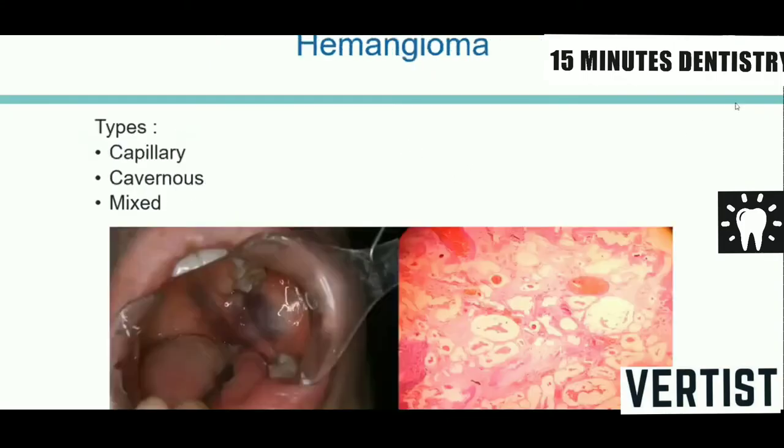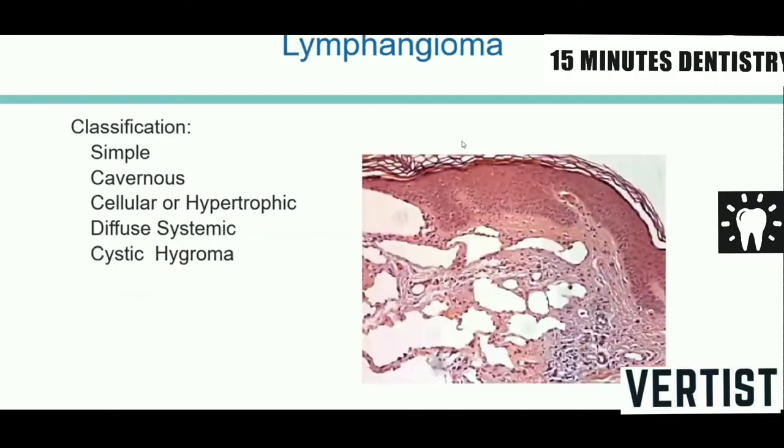Vascular tumors, moving on to hemangiomas, we have got three types, the capillary, cavernous and mixed. It is commonly present on the buccal mucosa and the tongue. Histopathologically, you will see small and large endothelial lined blood vessels which are engorged. Lymphangiomas are another vascular lesion classified as simple, cavernous, cellular, diffuse and cystic. Histopathology will show large endothelial lined vascular spaces.